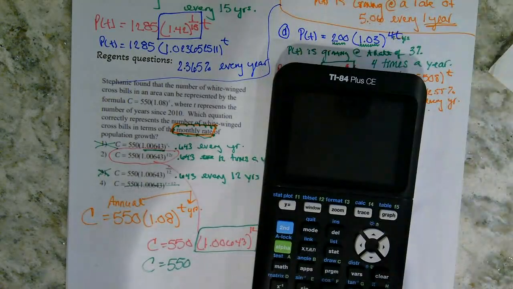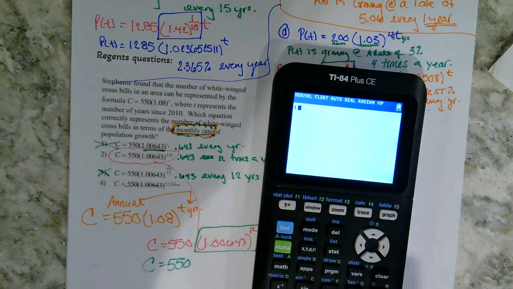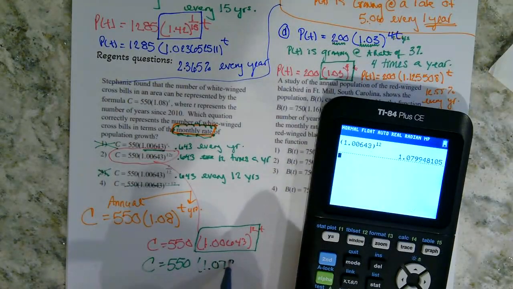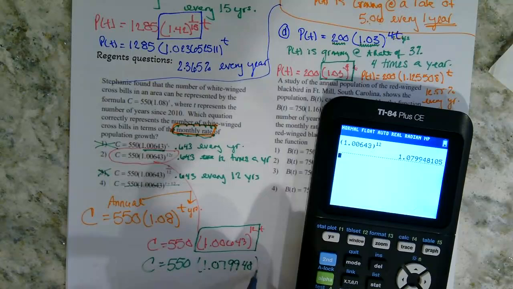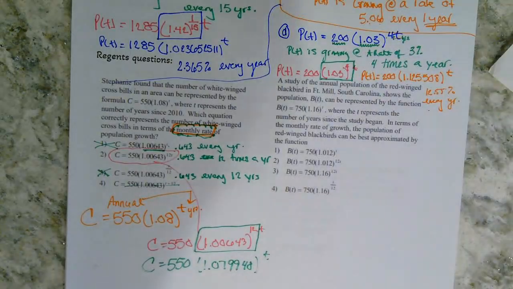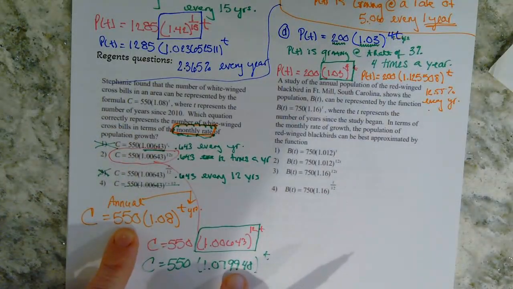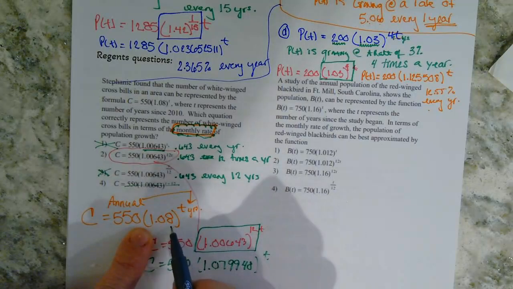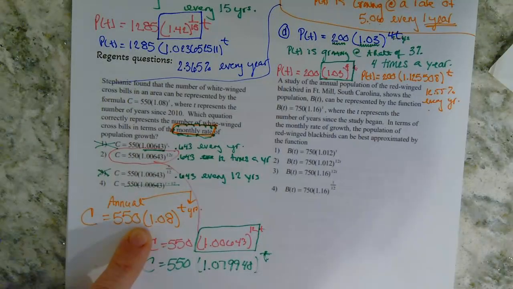So I'm going to grab that calculator, 1.00643, and I'm going to raise it to the 12th. And I get 1.079948 to the t. And if I compare that to what this original one is, man, it's pretty darn close. 1.079, 1.08 to the t. I'm feeling 99.9% confident that's the same thing.